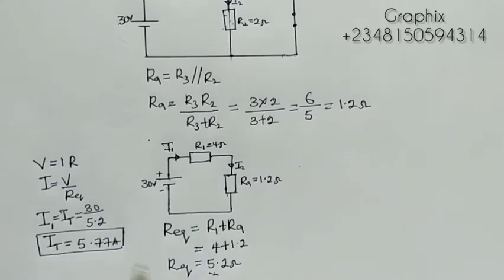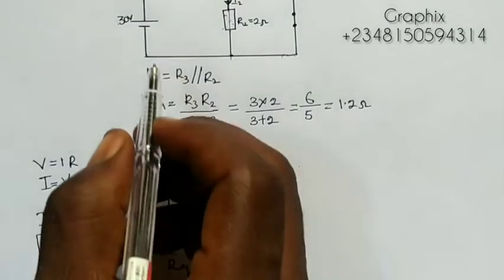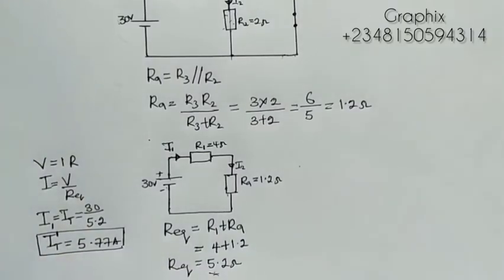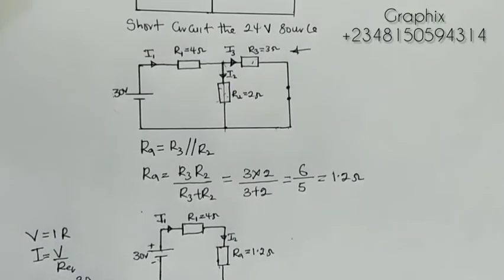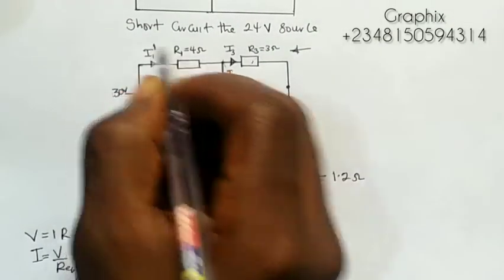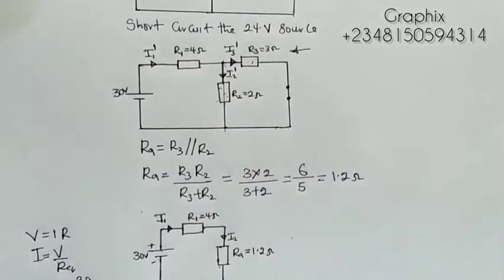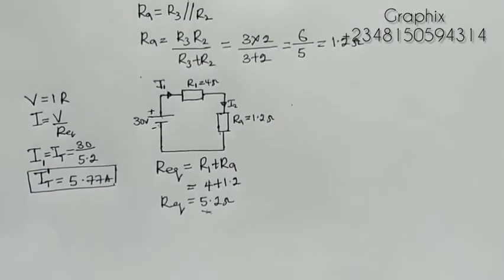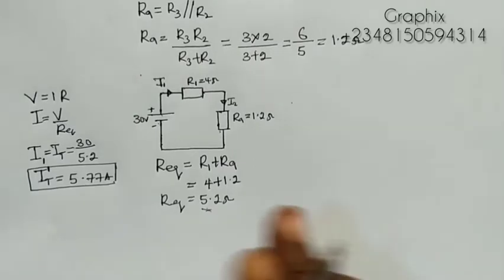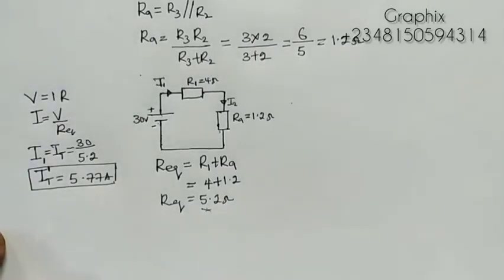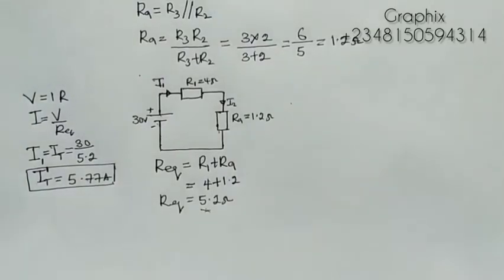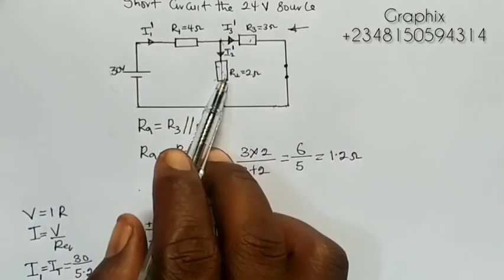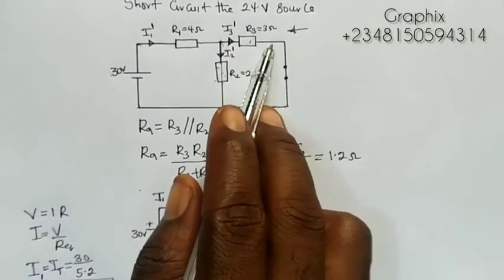So we'll call it I prime total, because when you short circuit, we'll call them prime. So let's proceed. Now after we've done that, we will look for the current flowing through R2 and the current flowing through R3.